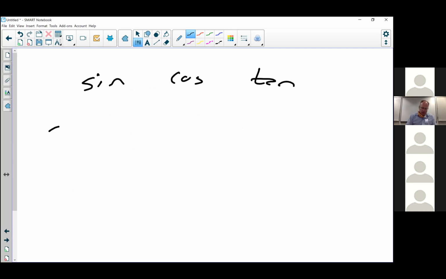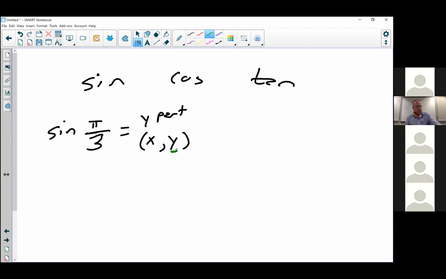So let's say I wanted to do the sine of pi thirds. So remember, we are looking for the y part. If you're looking at your unit circle, there's going to be a point that's given. That point's x comma y. So it's sine, so I'm looking for the y component. So at pi thirds, on your unit circle, what does that answer? What do you think? Root 3 over 2.